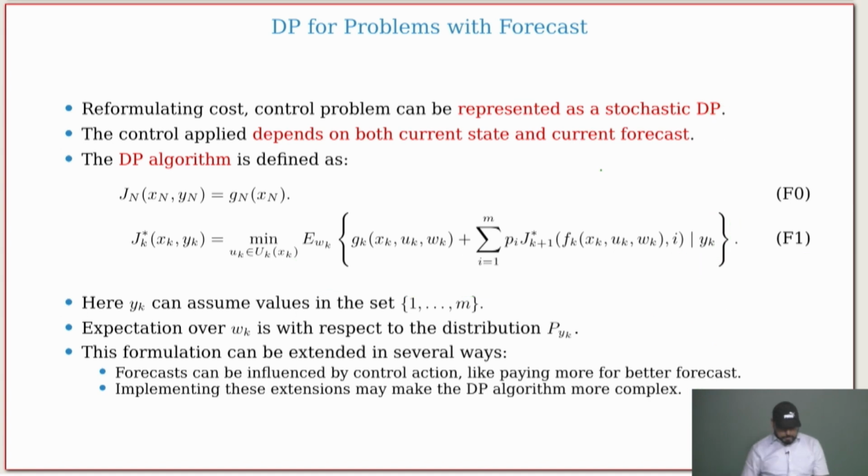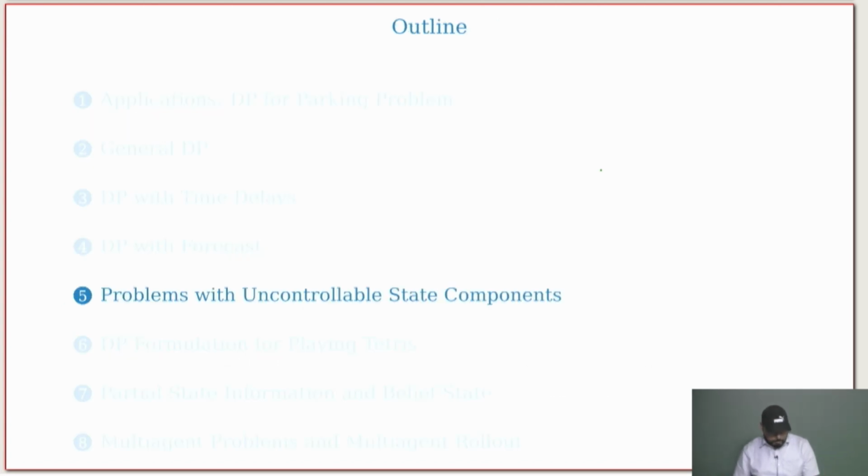So this formulation can be extended in several ways. Forecast can be influenced by control action, like playing more for better forecast. So you may play a lot more so that you have better forecast. Implementing these extensions may make the DP algorithm more complex. So that's understandable because we have this hierarchy now. Okay, so we will come back to this model of forecast.